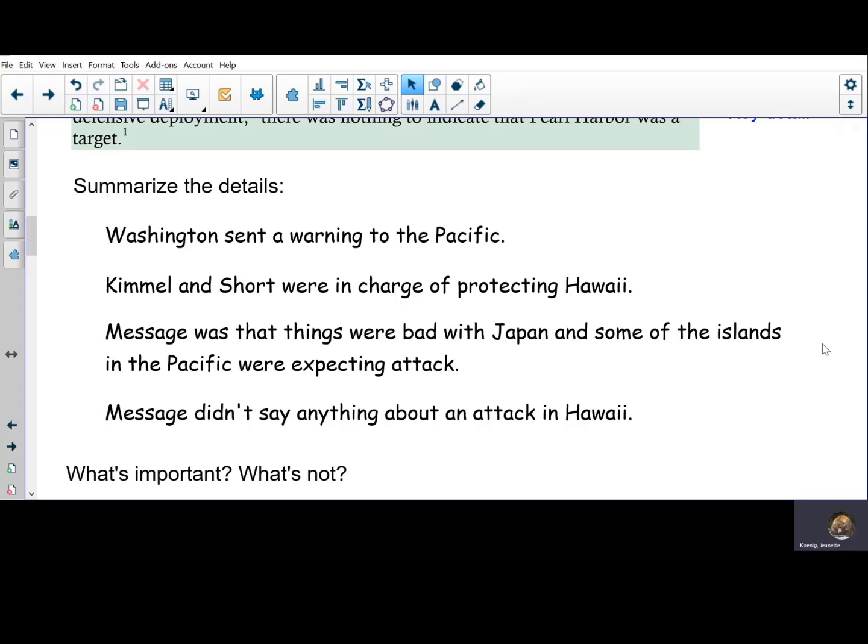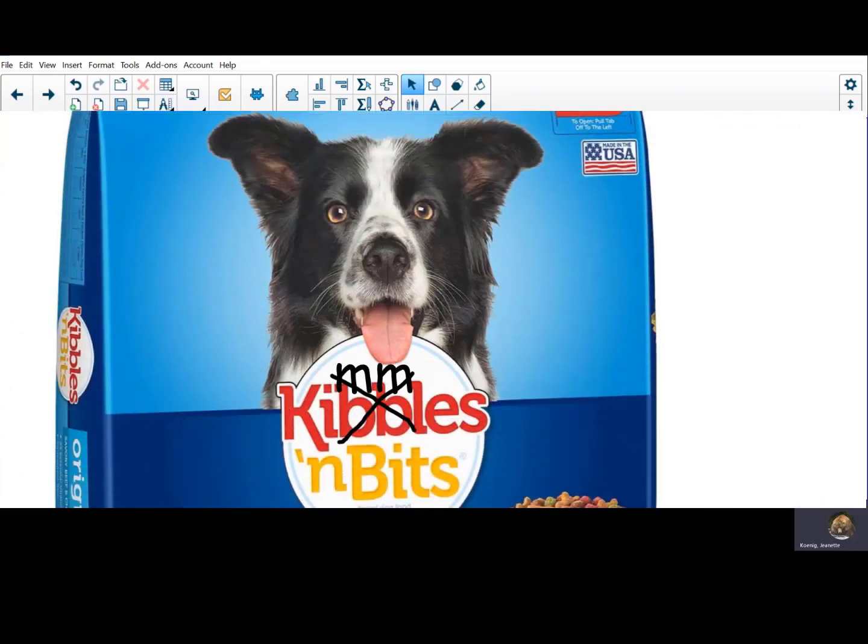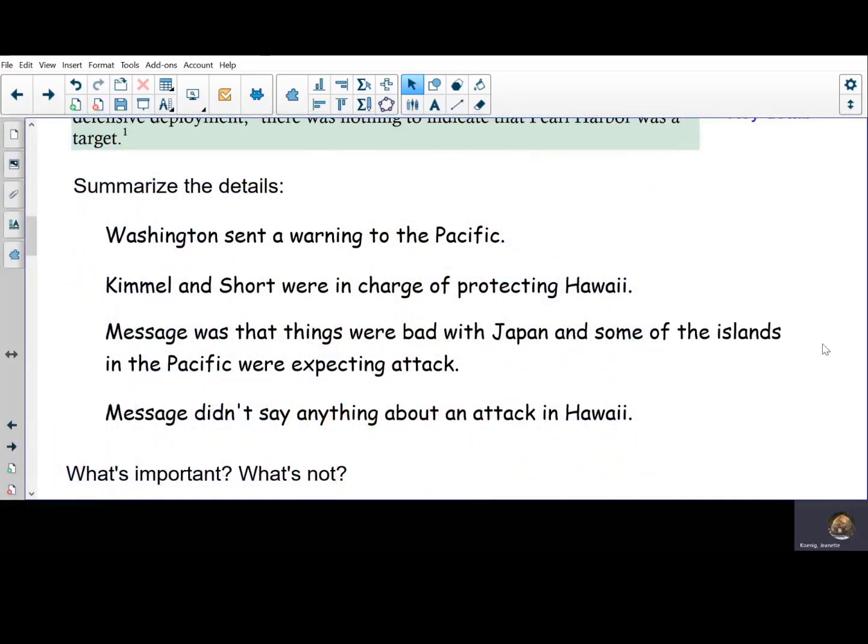Which of these details are important, and are there any details in here that don't seem all that important? Kimmel and Short are not important, but I think they're the ingredients to one of the dog food brands out there. Thank you for saying what everyone was thinking anyway. But seriously, we don't really need to know who was in charge of defending Hawaii in order to understand why they're unprepared. It's just nice to attach names to the people who are in charge.